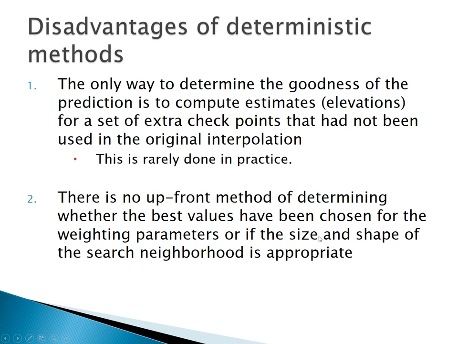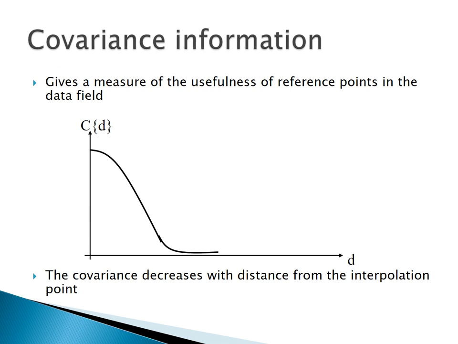And then, of course, there's no upfront way of choosing the best weighting parameters or the size and shape of the neighborhood. This becomes something called heuristics, and that means trial and error. So a lot of the stuff that I deal with in my courses is a lot of trial and error.